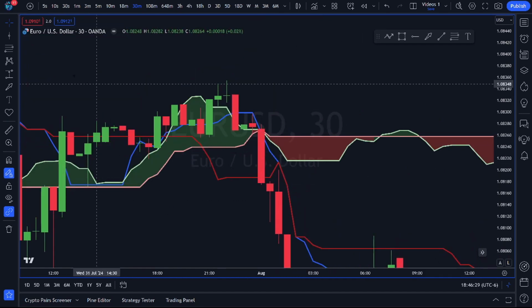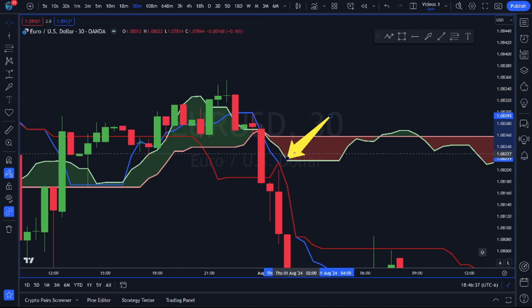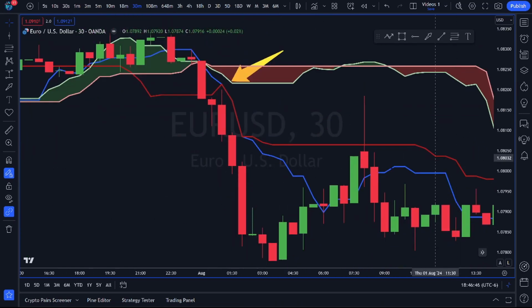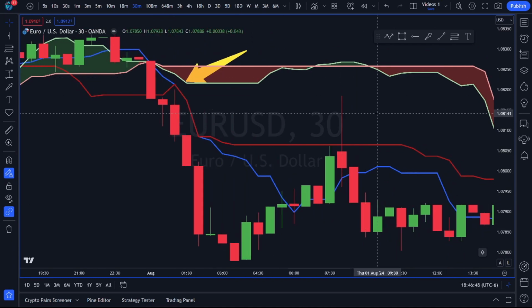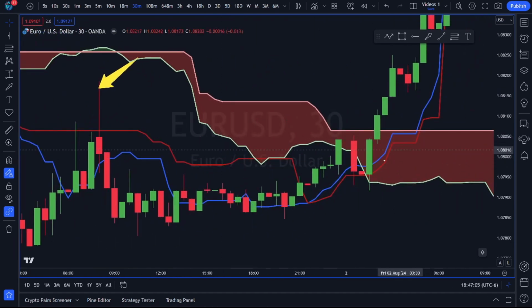You see the cloud get very thin right about here, price breaks through, and pretty soon after that, you'll notice that the baseline and conversion line meet up and things go really, really bearish for quite some time. And then you'll notice price heads back up towards the cloud. However, it gets rejected. And again, you see the conversion line is below the baseline and price continues down. So those are some very basic ways to use this.